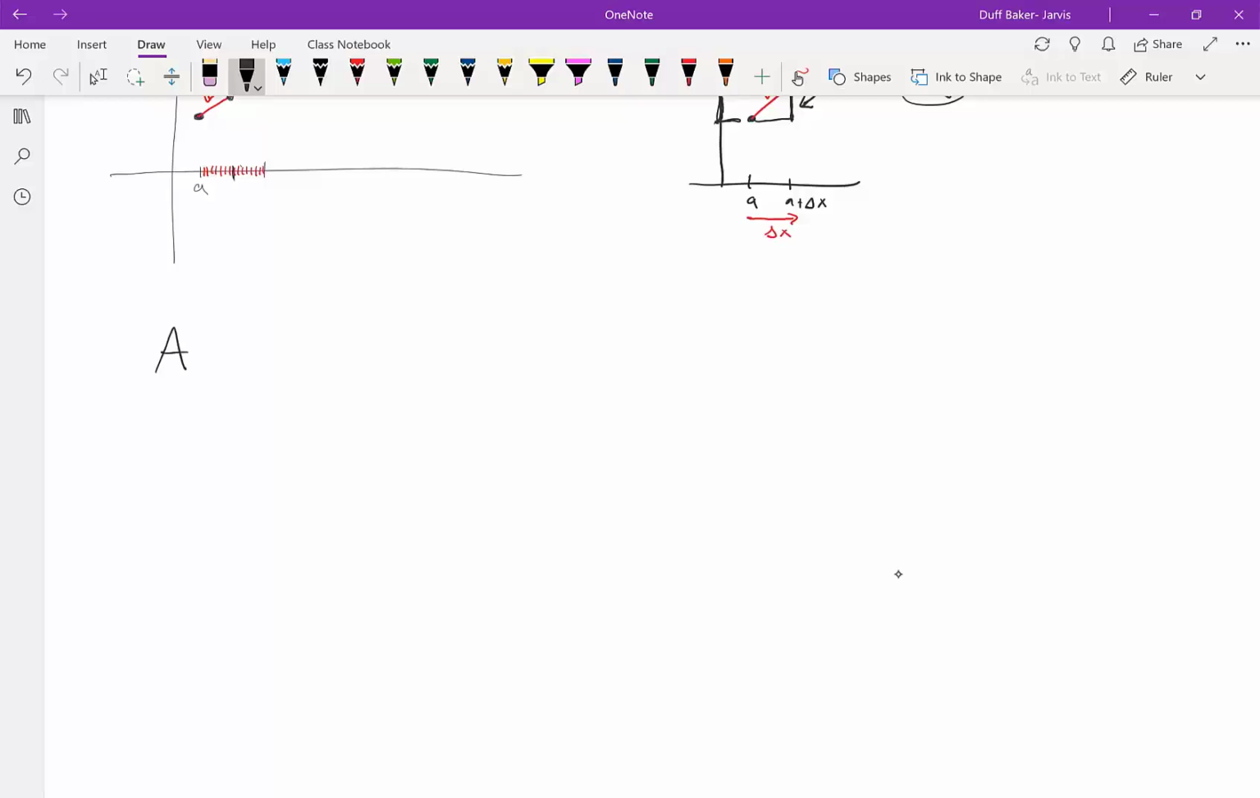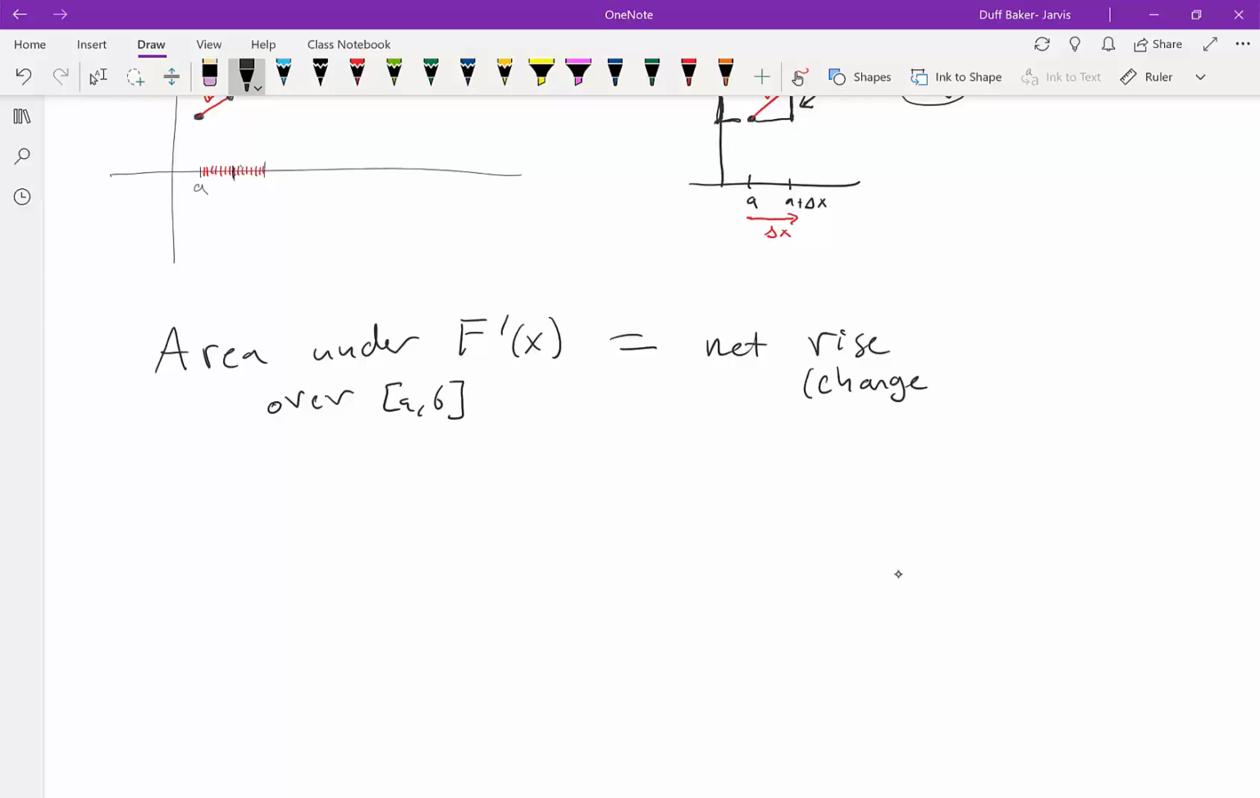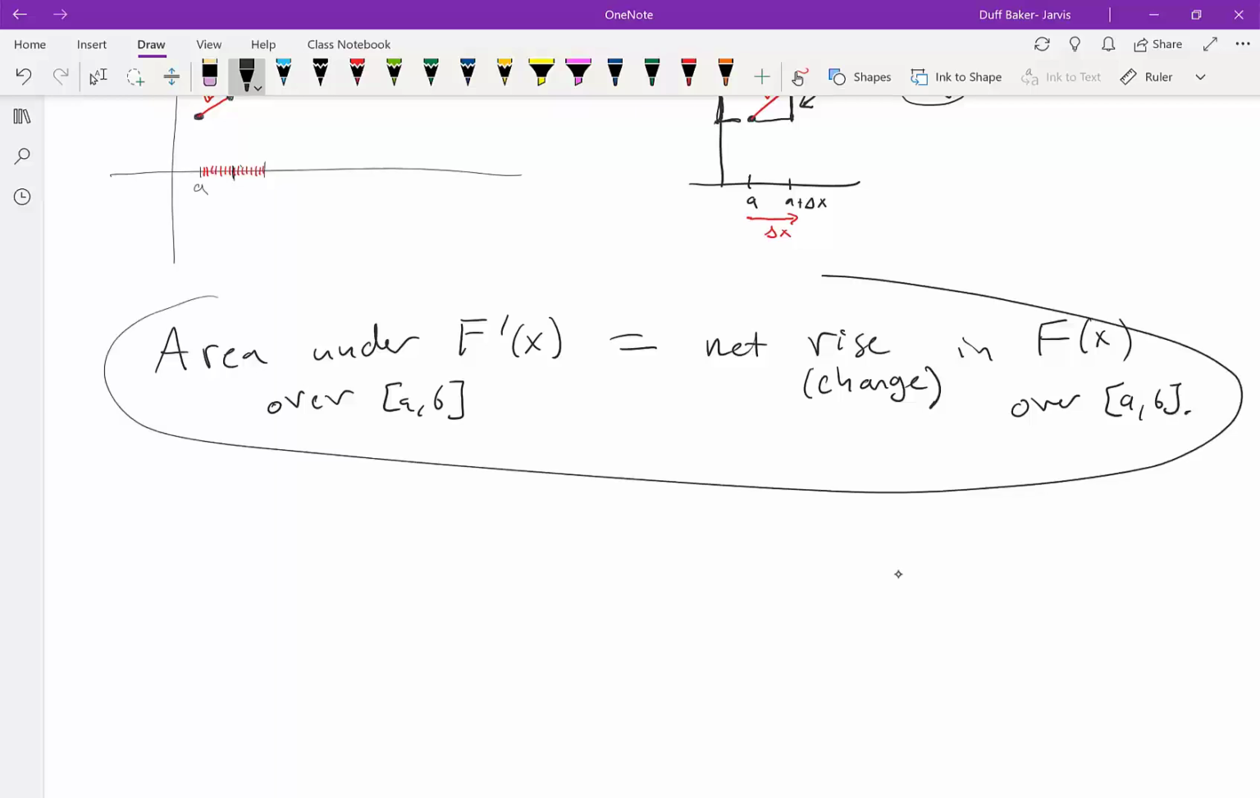Well, first maybe let me put all these pictures into words. What we just said is that the area under the derivative, say over some interval, is the same as the net rise, where usually we use the word change because it could be positive or negative if the area is positive or negative, in the antiderivative, the capital F. So if you calculate an area under a function, it tells you how much the antiderivative increased by, or decreased if it was negative. Okay, so that's what this picture was trying to tell you.